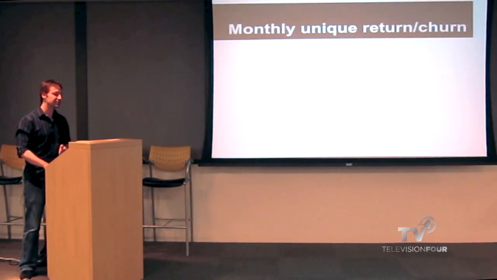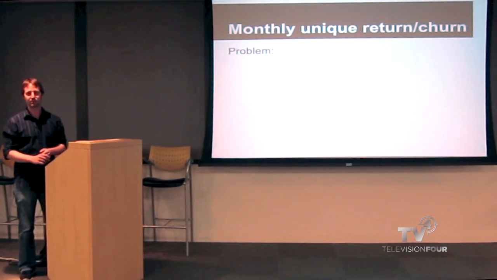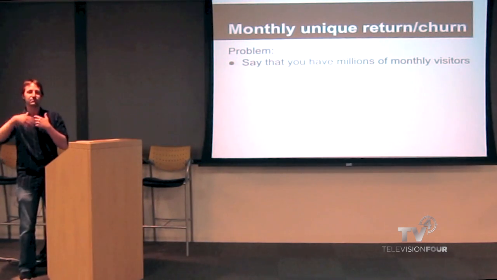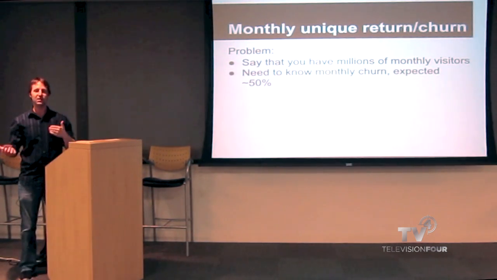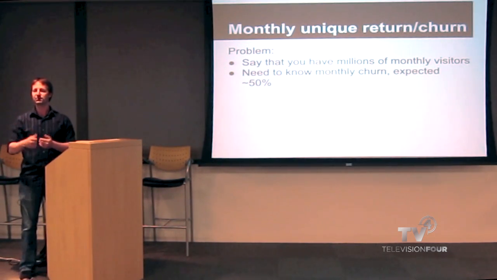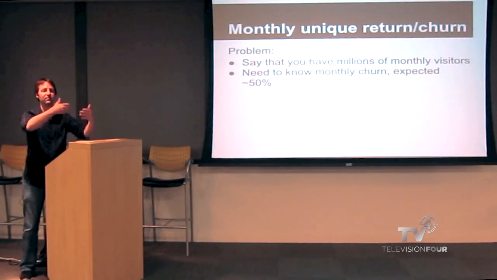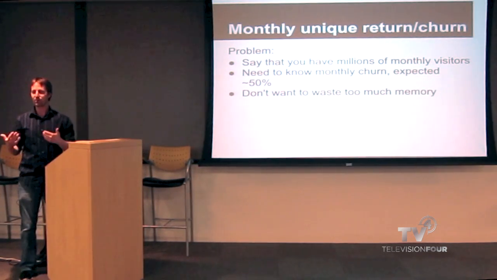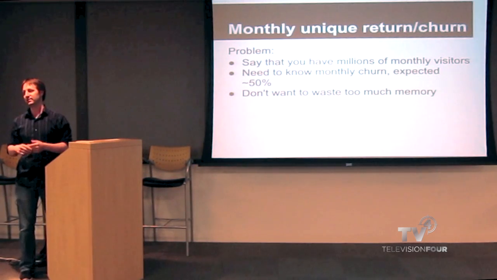Continuing on, the first problem that we're going to look at is, again, monthly unique returning churn. We can more or less loosely define the problem as: you've got millions of monthly visitors, and you need to know the monthly churn: how many people are returning from last month, how many people are new visitors, and how many people are maybe from several months ago. One of the big problems is we don't want to waste too much memory, because arguably keeping these statistics is kind of a waste.